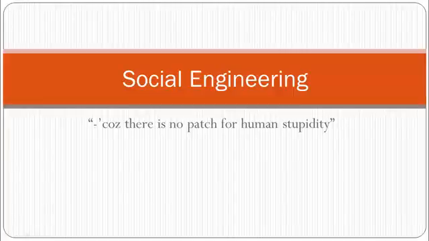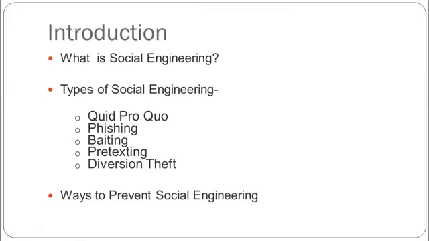So what exactly is social engineering? In this tutorial today, I will be taking you through what social engineering is, and what the different types of social engineering are. There are 5 different types: baiting, phishing, quid pro quo, pretexting, and diversion theft, which is normally conning people, and what would be the ways to prevent them. So these are what I would be teaching you today.